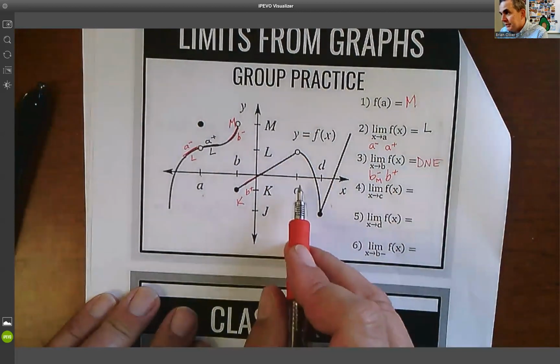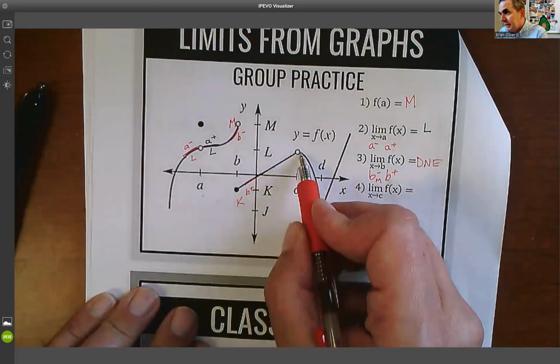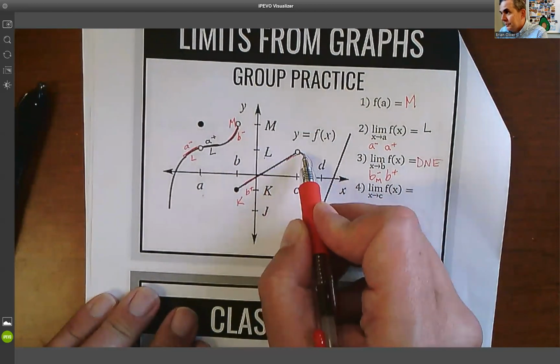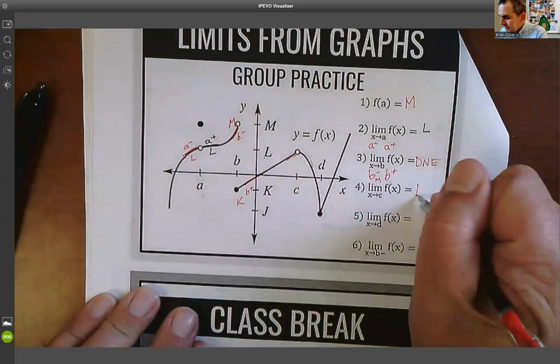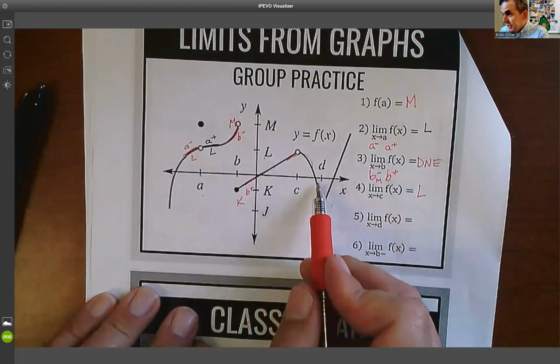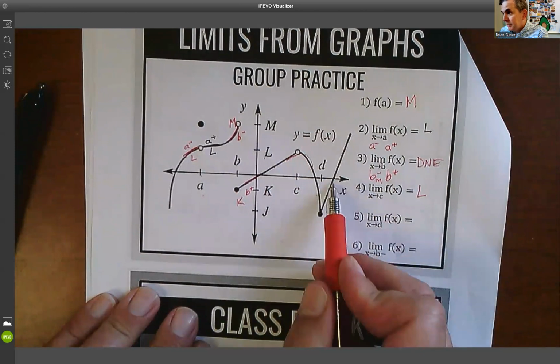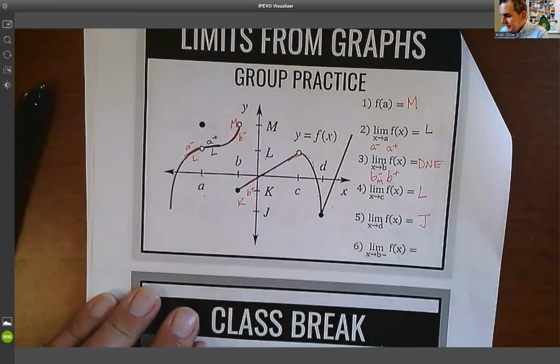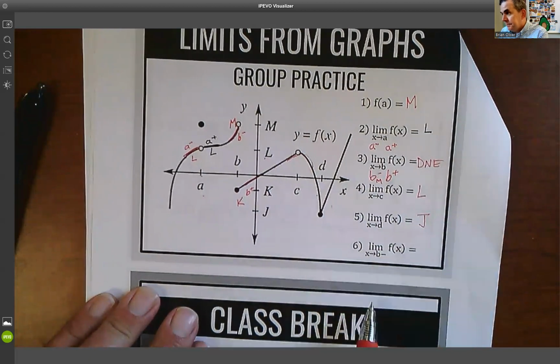And I can follow the same process for C. As I come to C from the left, I get L. As I go to C from the right, I also get L. So that limit's L. As I approach D from the left, I'm getting J. As I approach D from the right, I'm also getting J. So the limit as x approaches D is J.